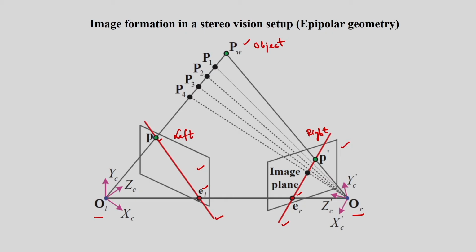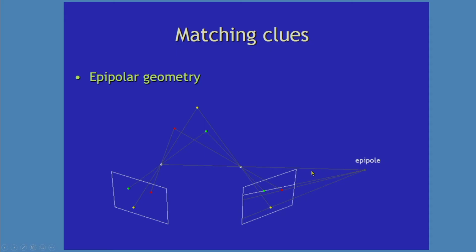From these two images, I want to get the depth information. For getting the depth information, I have to match the points in the left image with the points in the right image. Here I have shown in this diagram the matching of the points. The green point is matched with the green point, similarly the yellow point is also matched, and the red point is also matched. So I have to do the matching, and after the matching, I can find the correspondence between the left image and the right image.